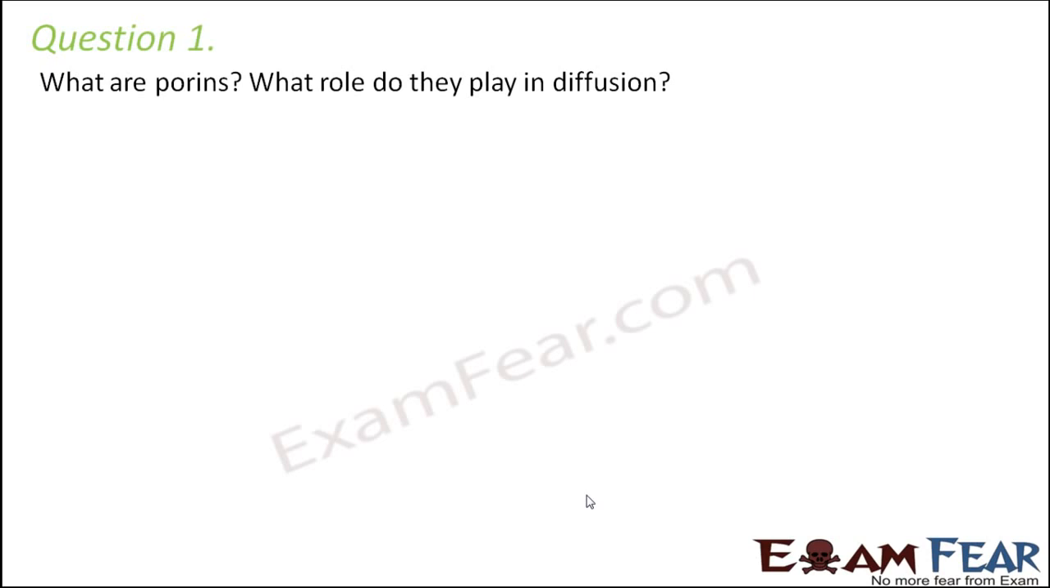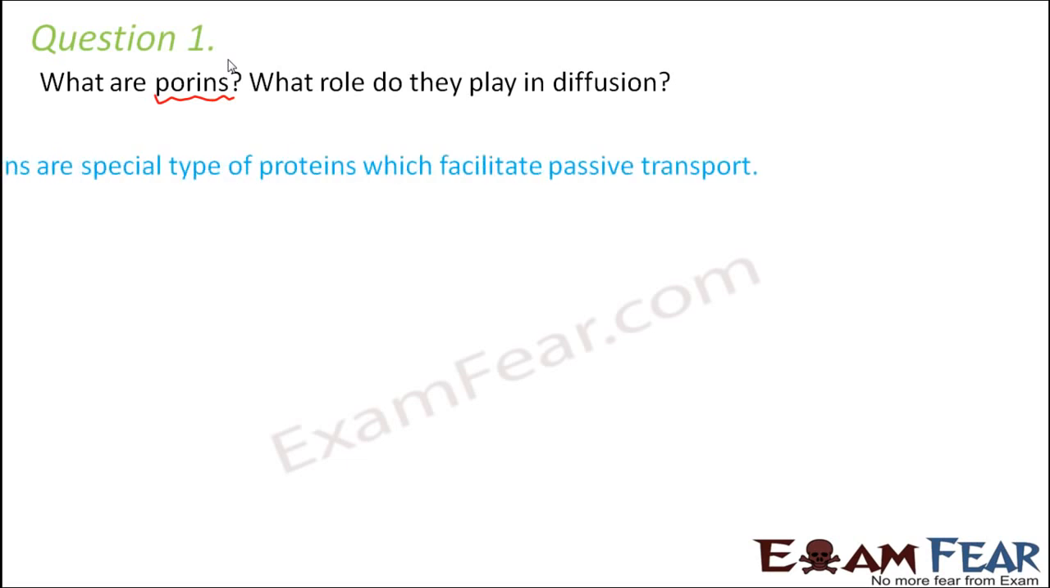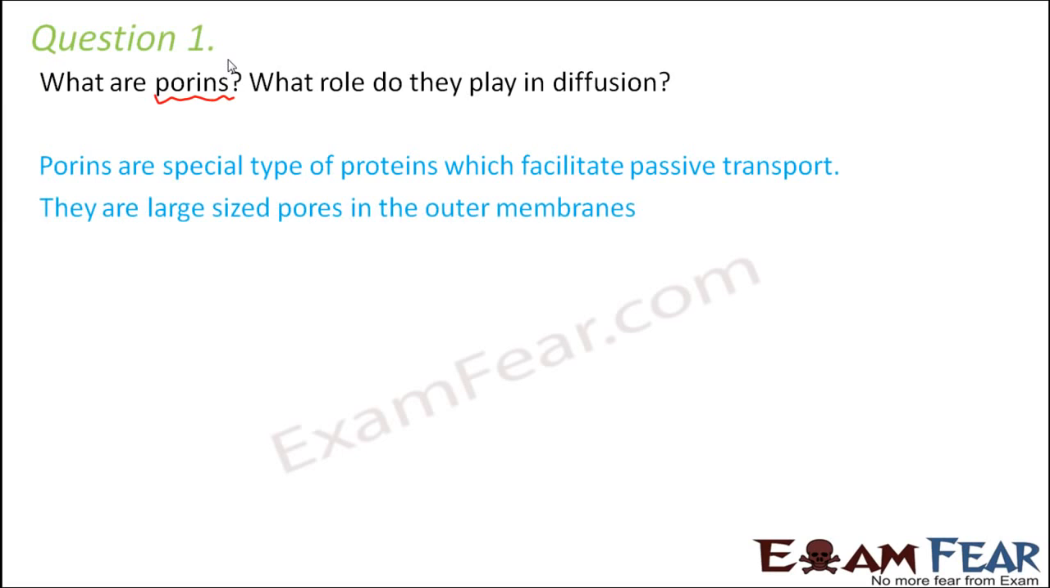I already spoke about porins, right? Porins are special types of proteins which act as pores, and that is why they are called porins. Pore is the word from which it has been derived. So why are they modified as pores? So that they can help in diffusion, so that they can help substances to be moved from outside the cell to inside the cell, something like this. They are special type of proteins which facilitate passive transport, that is facilitated diffusion.